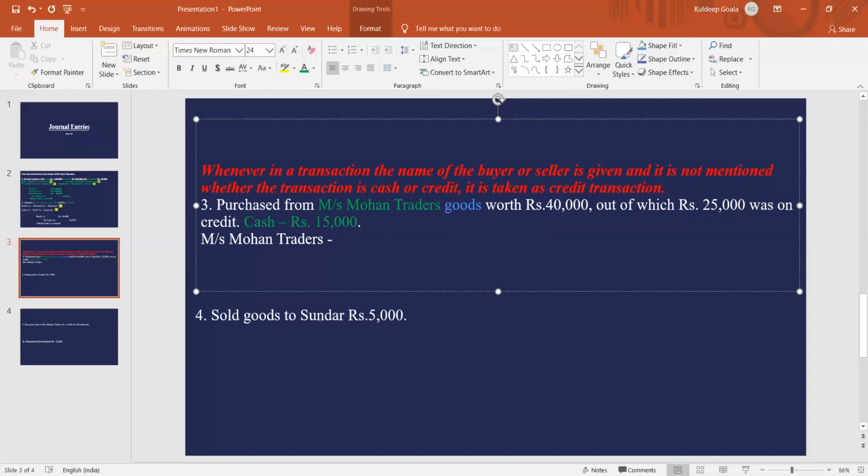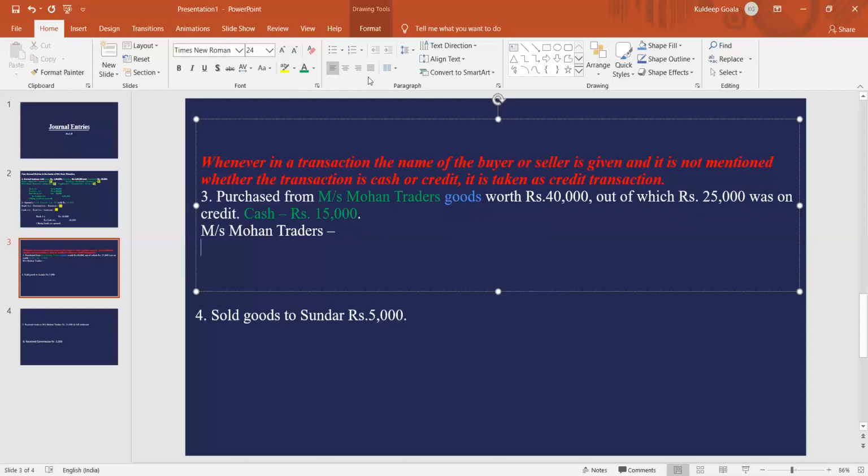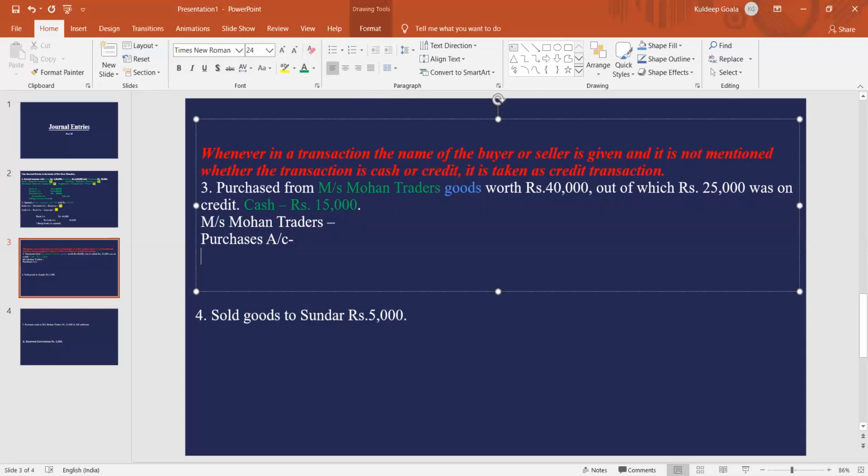Then we are getting goods. Since we are purchasing, we will take it as purchases account, because when we purchase goods, we take it as purchases account. When we sell goods, we take a sales account, right? So it will be purchases account, and after that, what is the item? Cash. So cash account. Now let me mention the amount also. So you try to understand what the cash amount of this particular transaction is. It is 15,000, right? So 15,000 is the cash transaction.